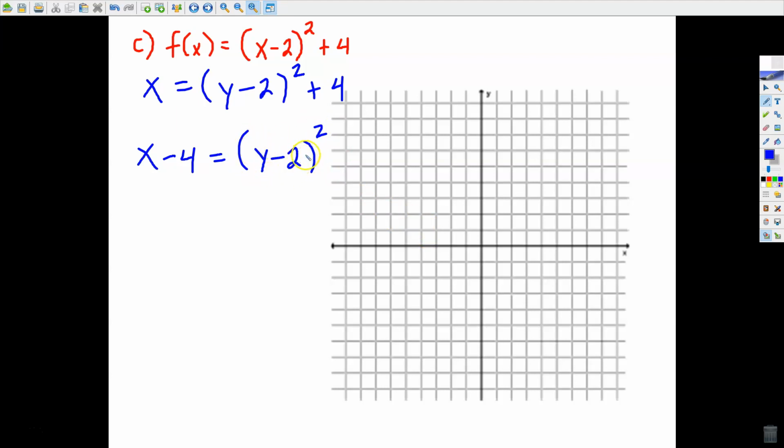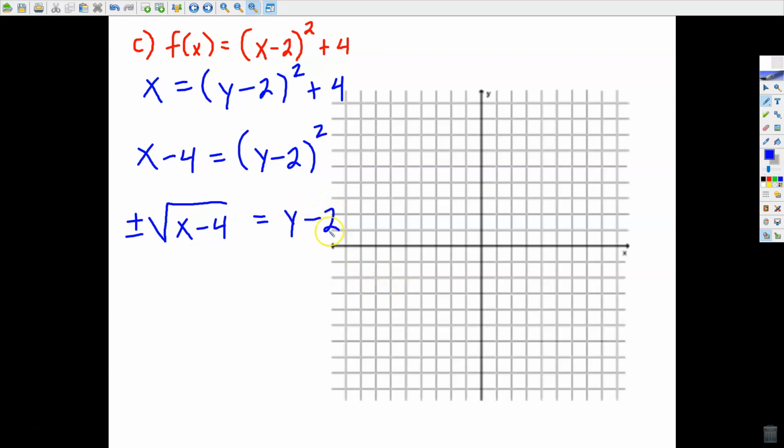By the way, you are going to really get yourself in a mess if you square this. Do not turn this into y squared minus 4y plus 4. That is going to really complicate things. Leave it like this so you can do the square root property. We're just going to do the square root of both sides to get rid of that exponent too. So if I do the square root of both sides, don't forget plus or minus. I get that.